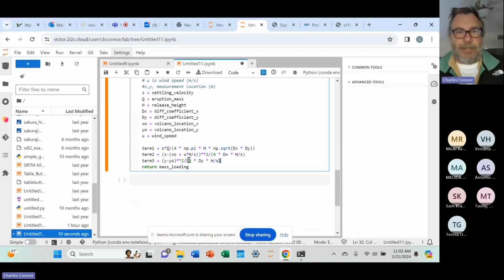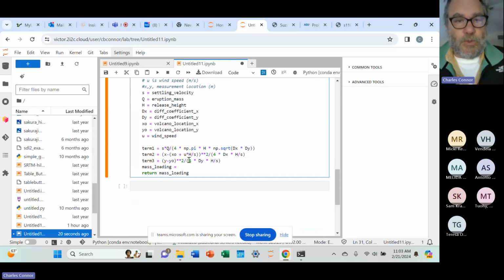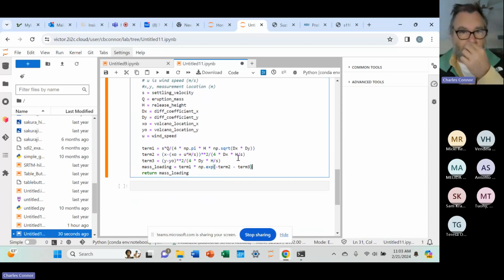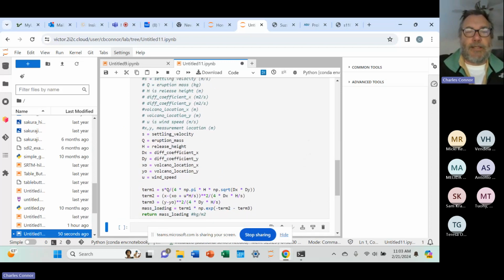And the reason I do that is then I can easily say that mass loading is equal to term 1 times numpy.exp of minus term 2 minus term 3. And that should do it. Okay, and then return mass loading. And I'd like to give myself a hint that that's in kilograms per meter squared units, right? So let's see if that compiles. Okay, so when I run that cell, I don't get an error anyway.